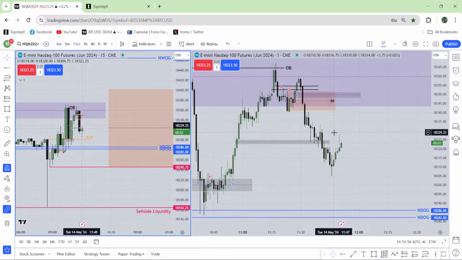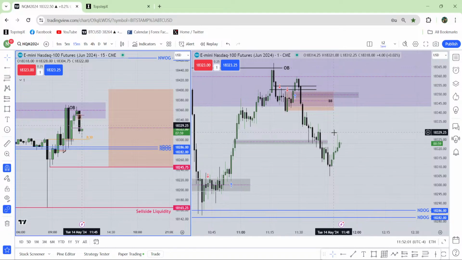Which ICT model are you focusing on? Right now, I don't have any specific model, brother. I go with the flow. I don't have any specific model, but if you ask me what my favorite one is, breaker block is my favorite one, because for breaker block, I get more precision. Okay, so for me, breaker block is perfect.